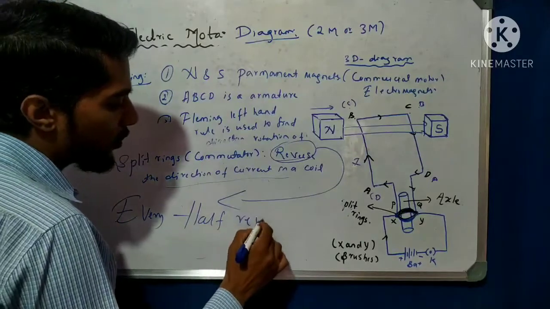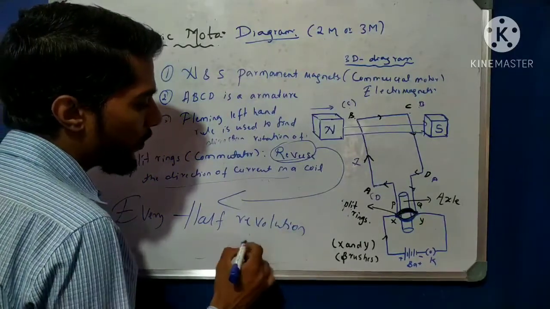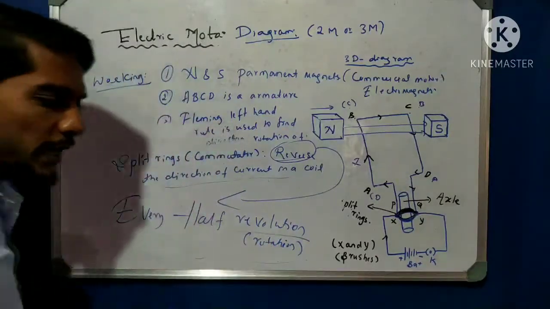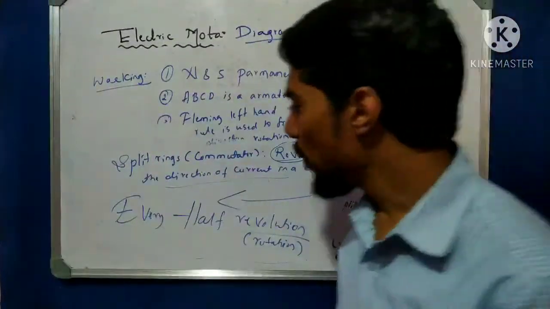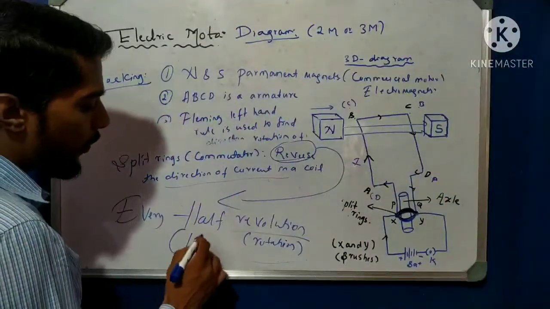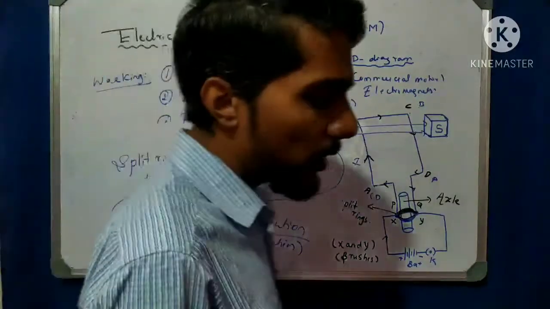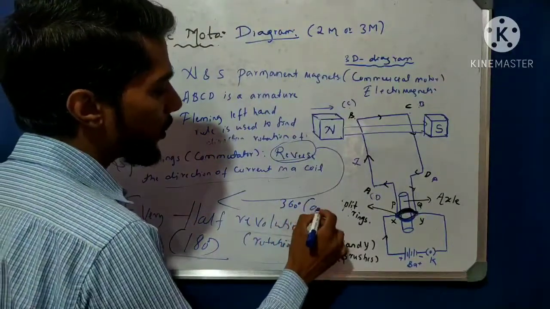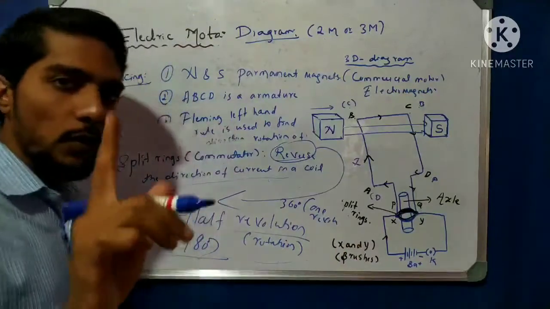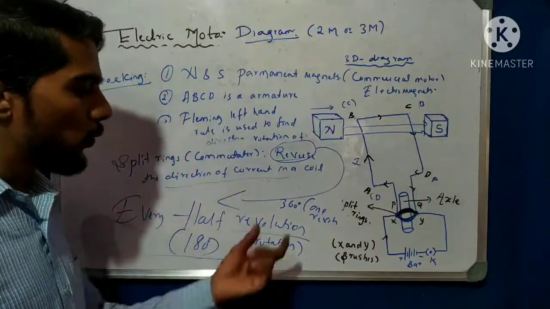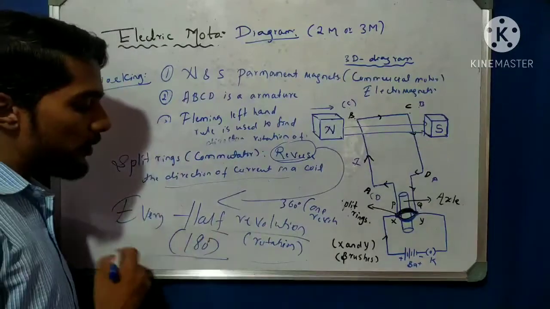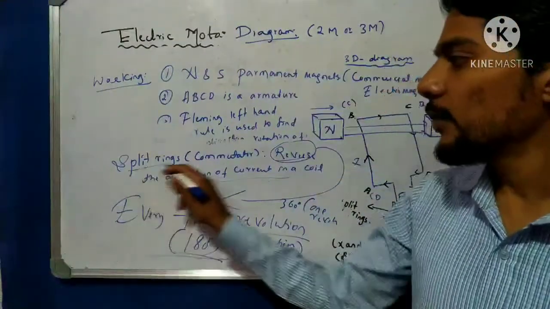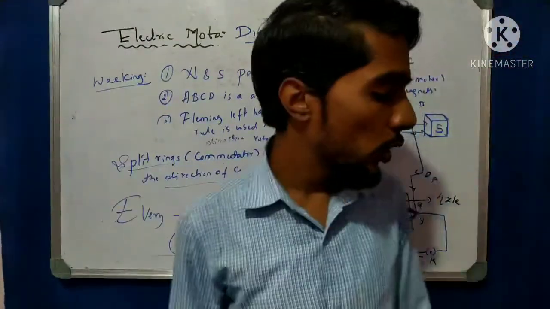Every half revolution is also called a rotation. If the question gives revolution, I can use revolution here. So what is every half revolution? Every half revolution is about 180 degrees. One revolution is 360 degrees, and in one revolution there are two half revolutions. So every 180 degrees the direction of current changes, and that can be done by the split rings. So students, these are very important points you have to remember.